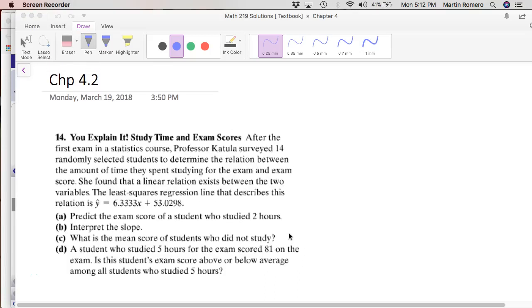These are the solutions for chapter 4.2. Let's go ahead and start with problem number 14. Chapter 4.2 continues from 4.1 and talking about linear correlation.